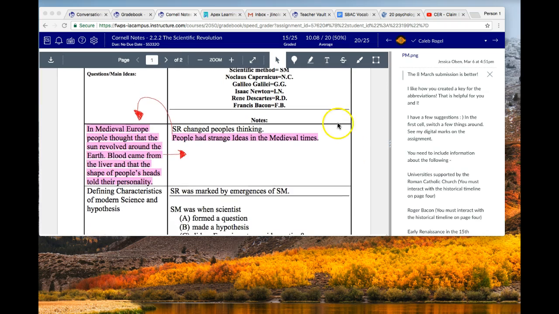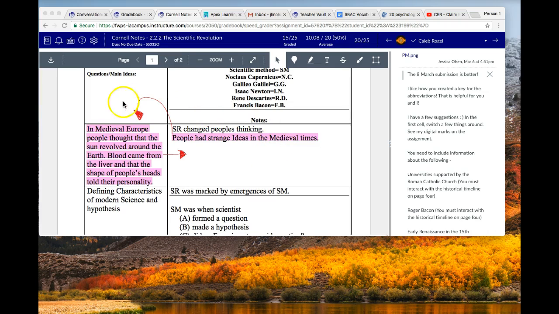A few things that I want you to try to work on when you do other sets of Cornell notes is that in the right column, the biggest column, that's where you put the bulk of your information. And then in the left column, this is your question and main ideas column. So you're not writing a whole lot as far as numbers of words go in the left column. That's why it's a little bit smaller, skinnier than the right column.